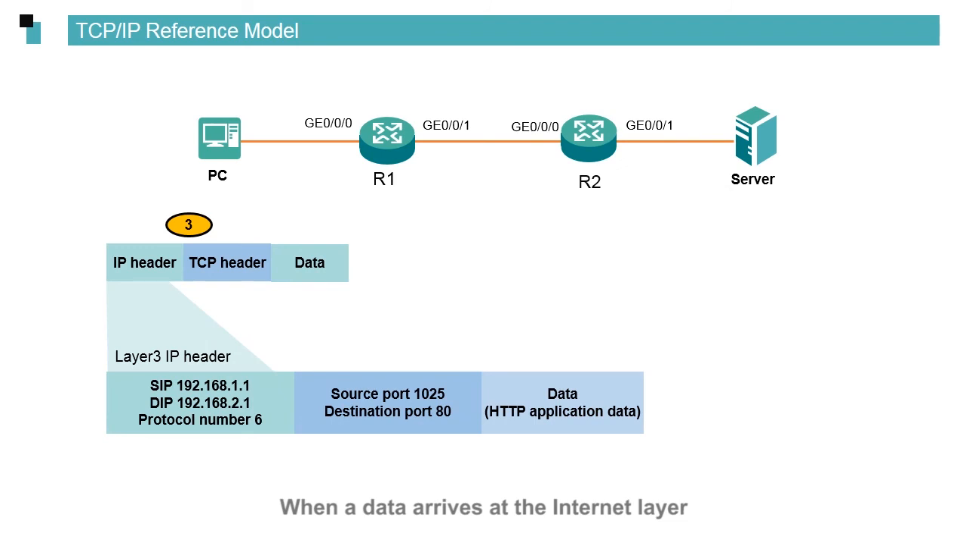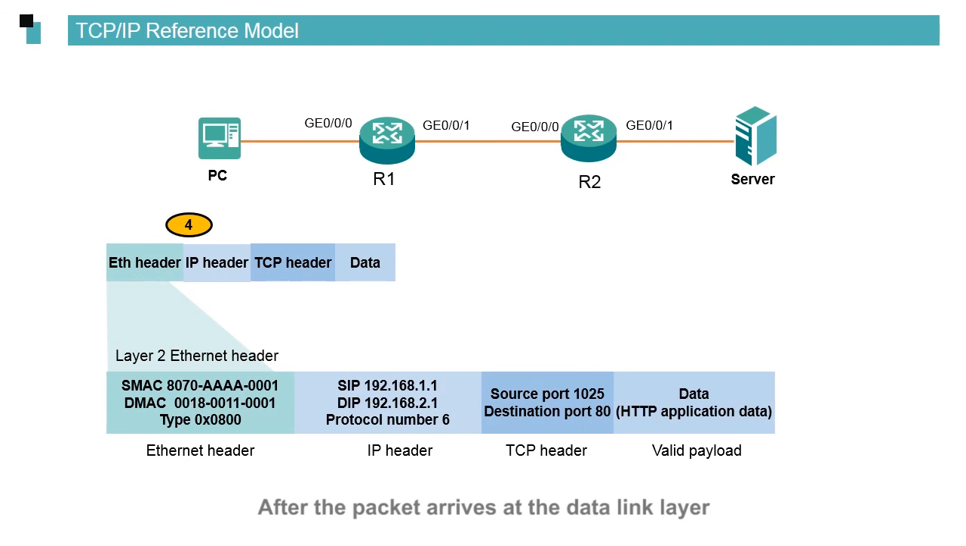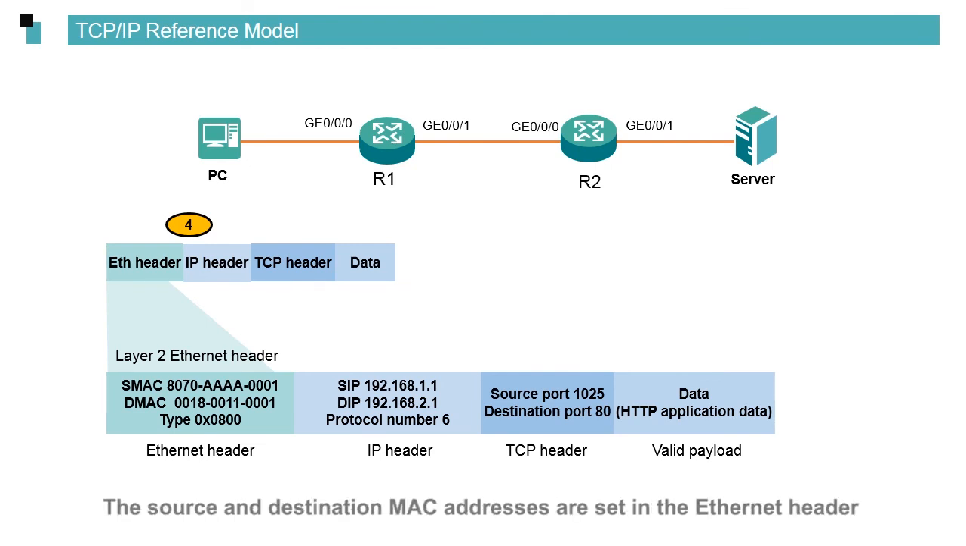When the data arrives at the Internet layer, an IP header is added to the data frame. In the IP header, a source IP address and a destination IP address are set. A protocol number of 6 indicates that the TCP header follows the IP header. After the packet arrives at the data link layer, an Ethernet header is encapsulated into the packet. The source and destination MAC addresses are set in the Ethernet header. The IP header is used only in logical path transmission, and the MAC address is responsible for physical addressing. The MAC addresses are used only on the Ethernet network.